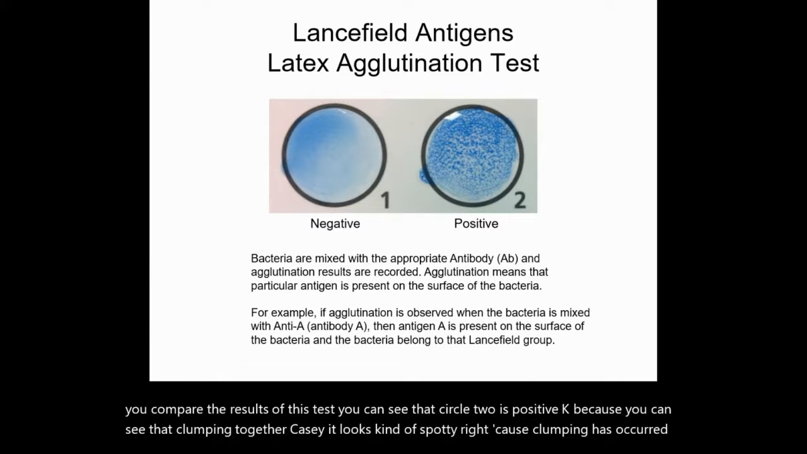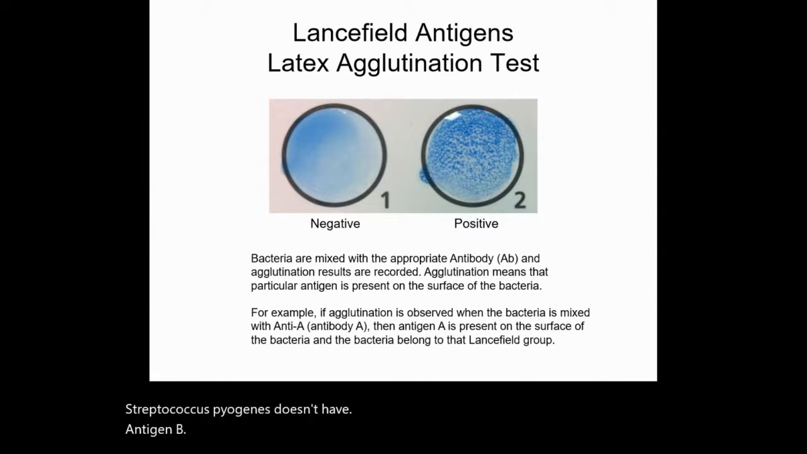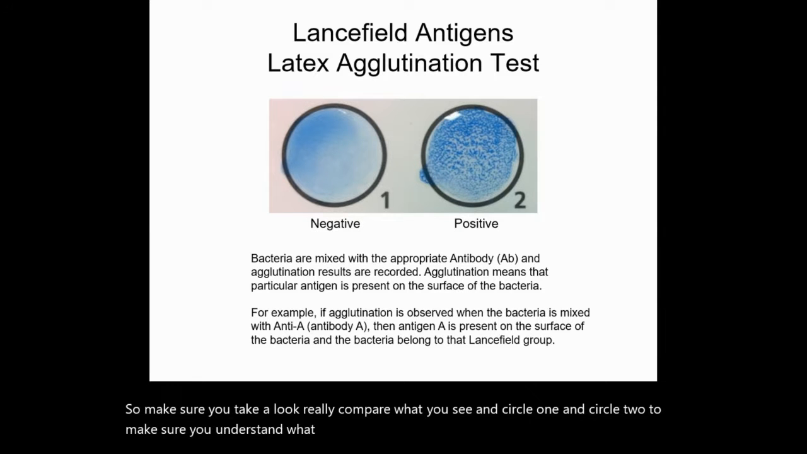But if I put anti-B serum in circle 1, that's going to give us a negative result because Streptococcus pyogenes doesn't have antigen B. So make sure you take a look, really compare what you see in circle 1 and circle 2 to make sure you understand what agglutination looks like. Okay, so again, observation is about agglutination or lack of agglutination.